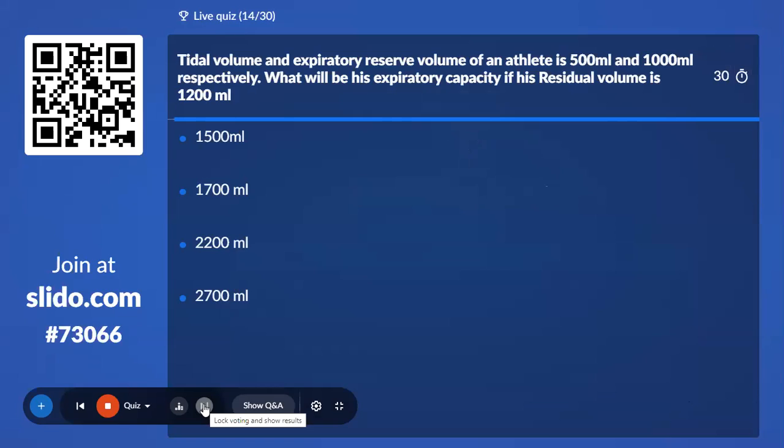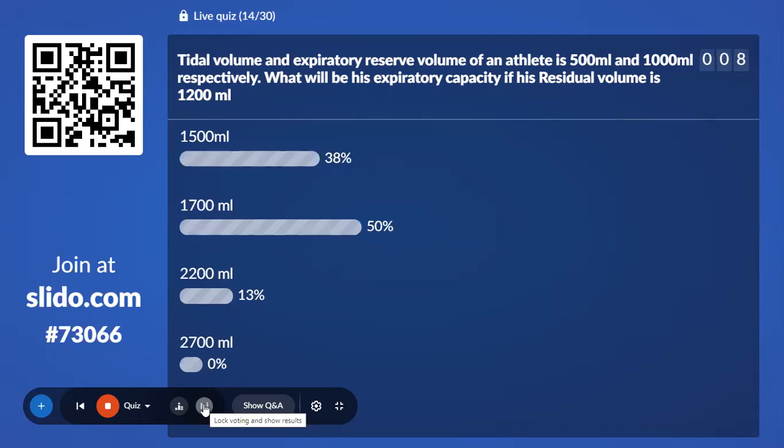Tidal volume and expiratory reserve volume of an athlete are 500 ml and 1000 ml respectively. What will be his expiratory capacity if his residual volume is 1200 ml? 1500 ml, 1700 ml, 2200 ml, and 2700 ml. Let's move on to the poll rate within 3 seconds, and the poll rate is before you on the screen.